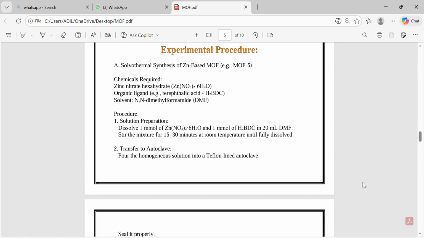After this, we move towards the transfer to autoclave. In this, we pour the clear solution into a Teflon-lined autoclave. The autoclave is then heated to let the MOF crystals form.